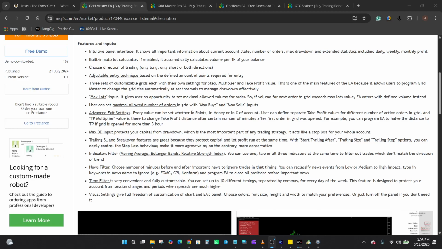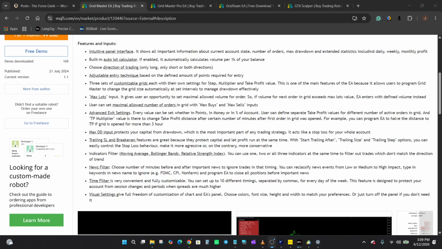The EA also includes advanced exit management. Take profit values can be configured using points, money values, or percentages of account balance. There are additional options that allow take profit behavior to adapt depending on how long a basket of trades has been active. Other protective features include trailing stop loss and break-even functionality, giving users additional flexibility in how profits and risks are managed.